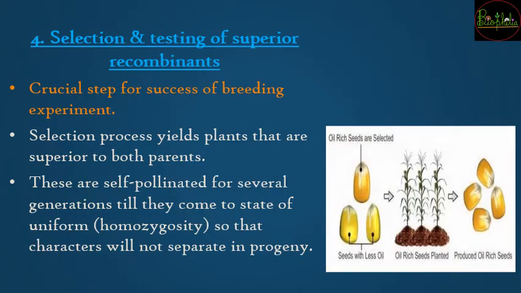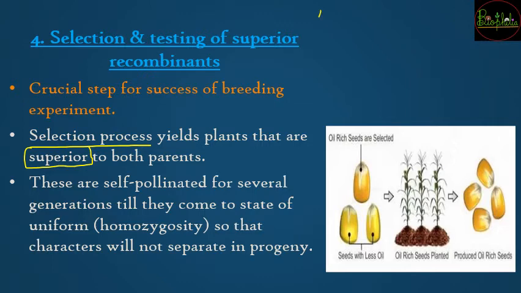Moving towards the next step, that is about selection and testing of superior recombinants. So once you have undergone the crossbreeding step, that is, you have crossed two parents and obtained their seeds, now the seeds are going to be sown into the soil and you will wait until they grow into adult plants. And as soon as the adult plants grow, you are going to understand their morphological characteristics. So as you understand and see those, then you go for the selection process. In the selection process you will remember one thing: that you are going to select only those plants which are going to be superior to both the parents.